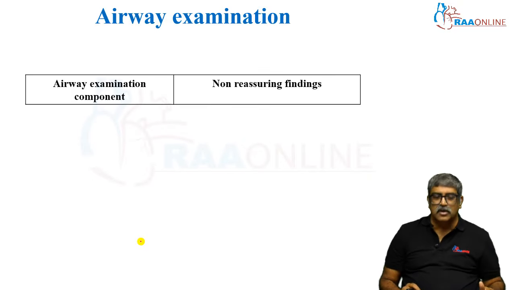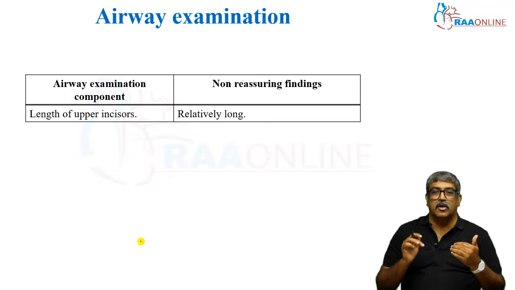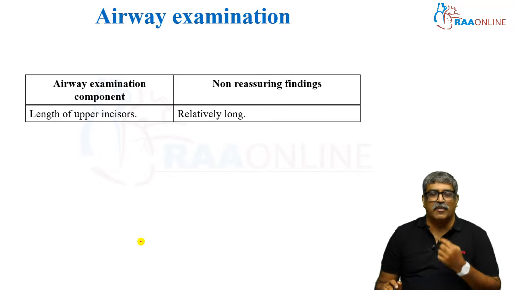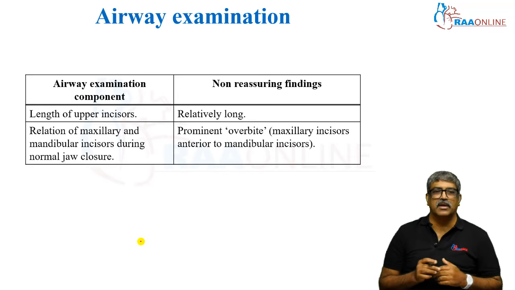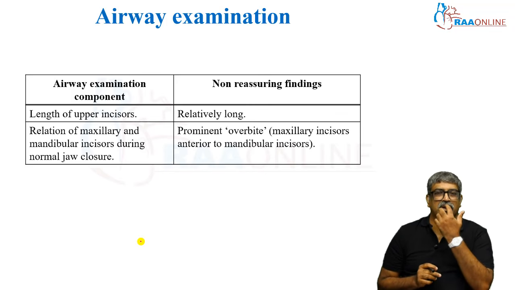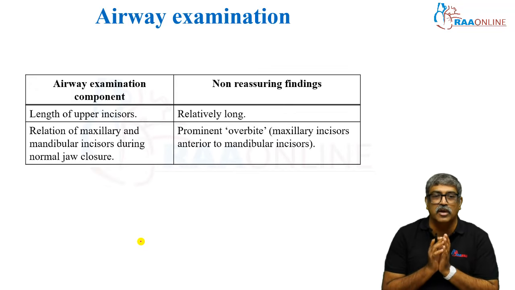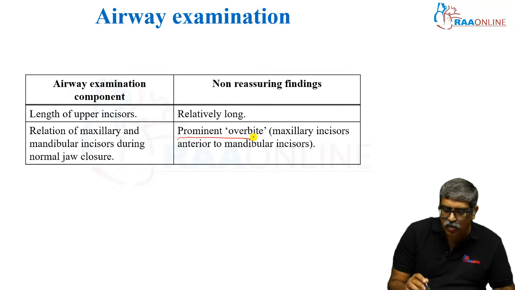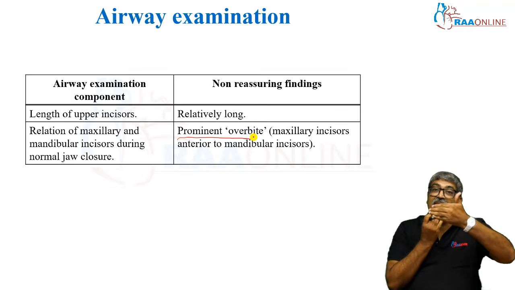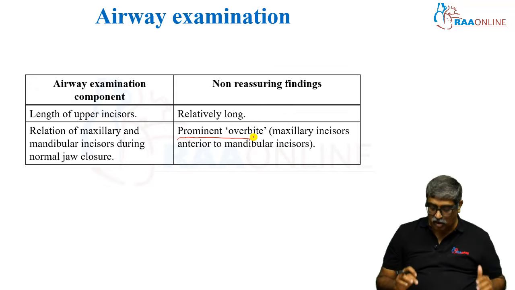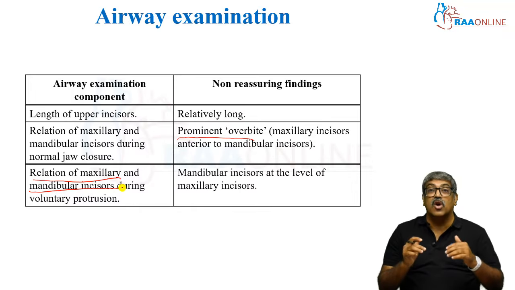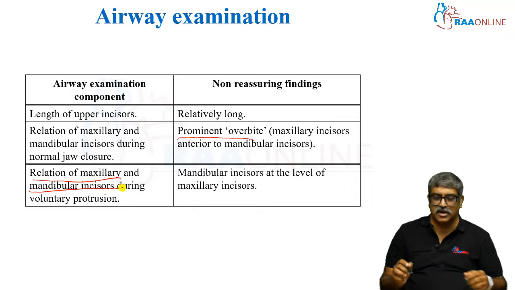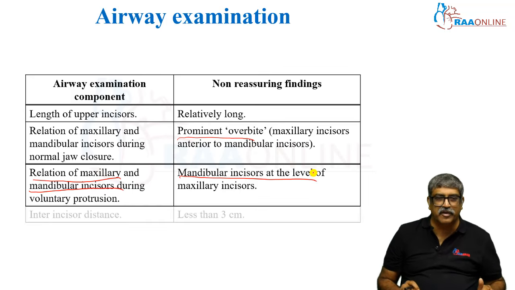Now coming to various examination components and non-reassuring findings, you look at the length of upper incisor. If it is going to be protruding and long, it is going to be difficult laryngoscopy. Then the relationship between the mandible and maxillary incisor during normal jaw closure. If there is prominent overbite, that is maxillary incisor anterior to the mandible incisor, that is a non-reassuring finding. And relationship of mandible and maxillary incisor during voluntary protrusion, that is jaw protrusion. If mandibular incisor is at the level of maxillary incisor, again laryngoscopy is going to be difficult.